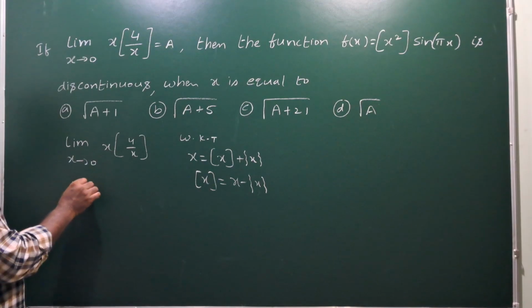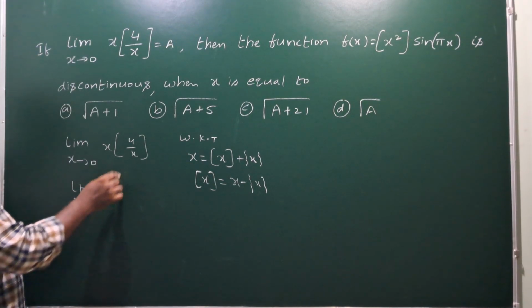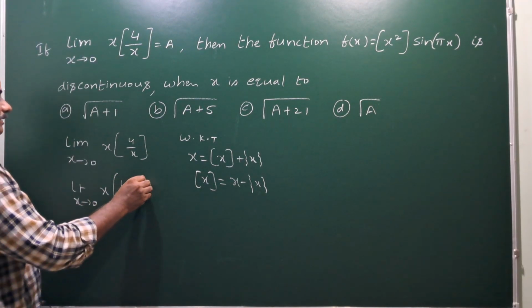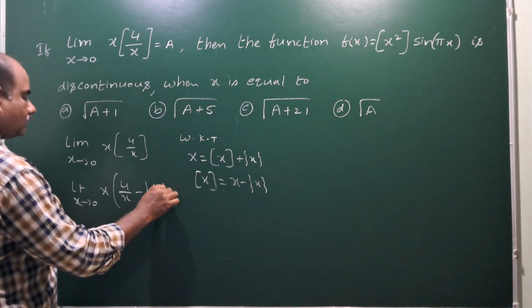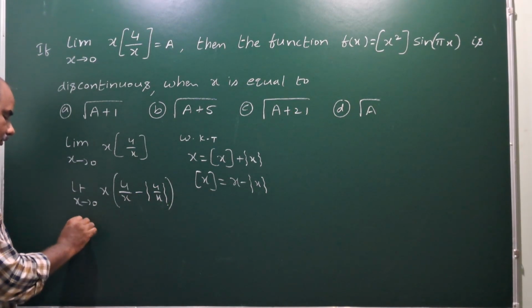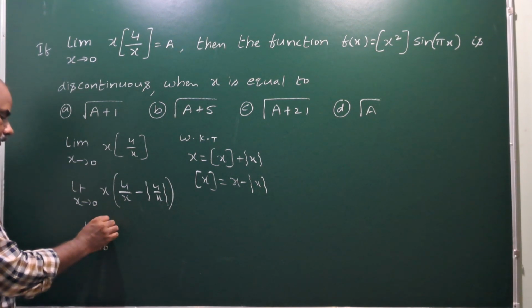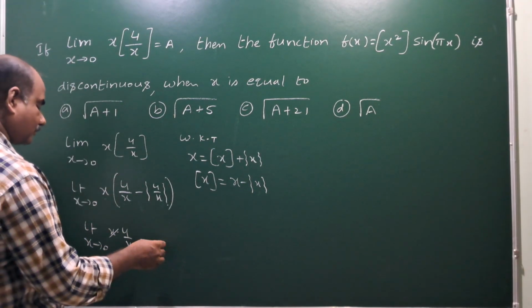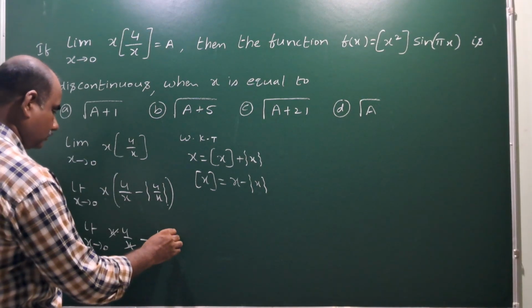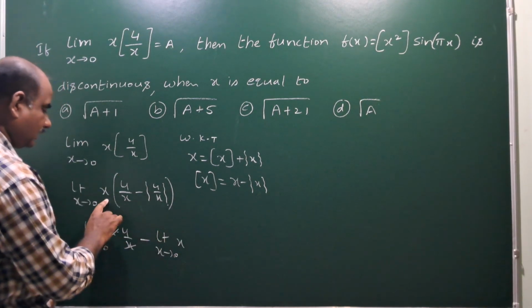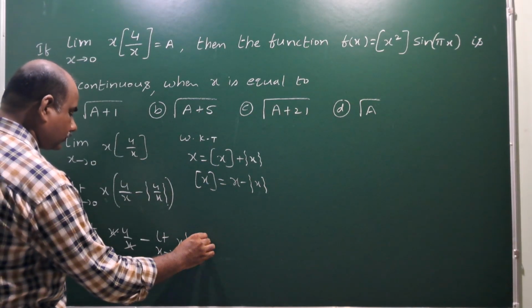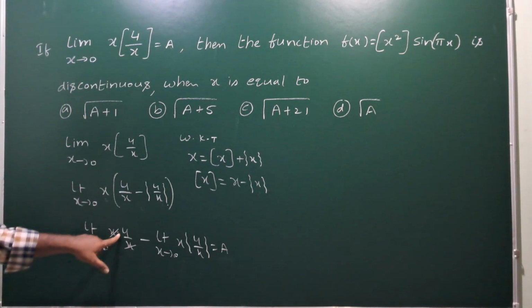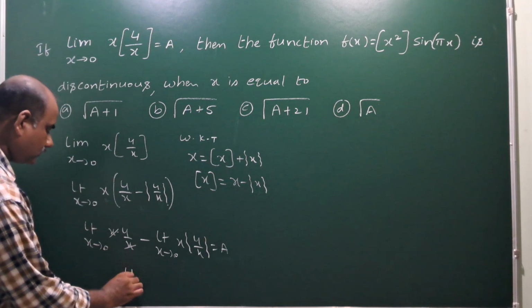So the limit of x into the integral part of 4 by x can be written as the limit of x into (4 by x minus the fractional part of 4 by x), which is equal to a. This is the limit as x tends to 0 of x into 4 by x, where the x's cancel, minus the limit as x tends to 0 of x into the fractional part of 4 by x. The first limit is nothing but 4.